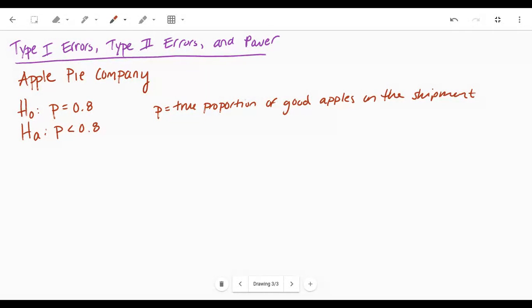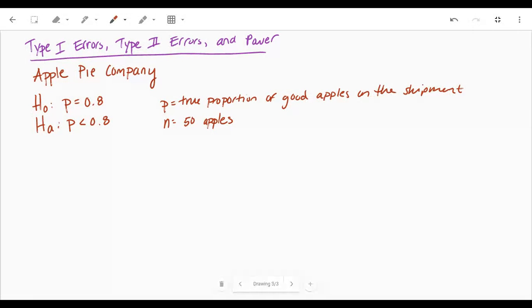So we're going to take samples of 50 apples. Every time a truck rolls in, we're going to take 50 apples and check them out, and base our decision on those 50 apples. We're also going to have a significance level of 0.05.